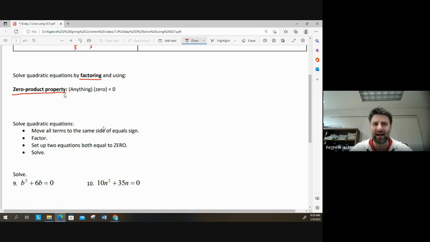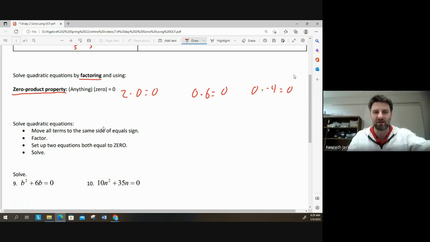And that's a very elementary idea, zero product property. Anything times 0 is 0. That is the zero product property. For example, 2 times 0, well, that's 0. 0 times 6, well, that's 0. 0 times -4, well, that's 0. Anything times 0 is 0. This is obvious. We know this, but this very basic concept is what allows us to solve quadratic equations.